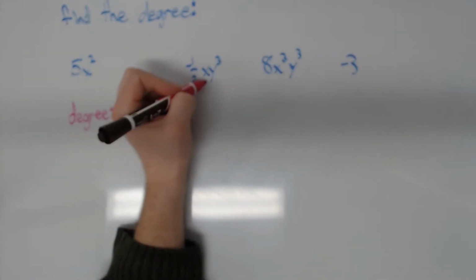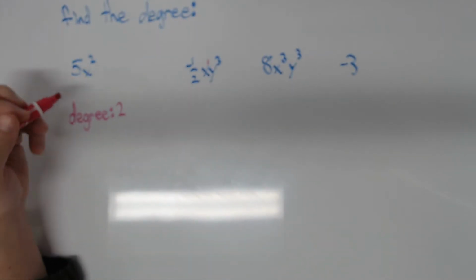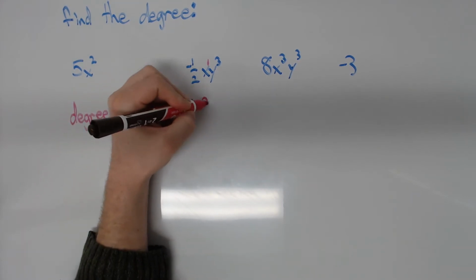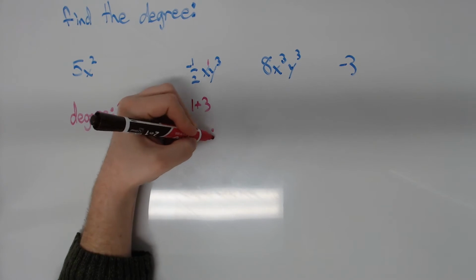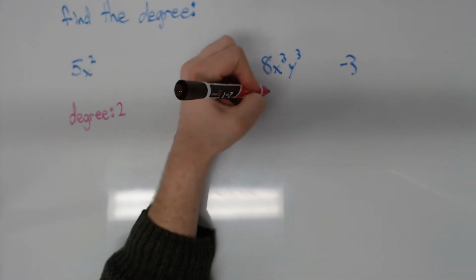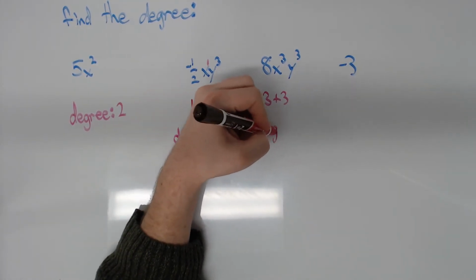This next one, I have an x and a y. The x doesn't have an exponent, but it does. It's a 1. We just don't see it. So here I would do 1 plus 3. My degree is going to be 4. This term, I've got x cubed, y cubed. That's going to be 3 plus 3, the sum of the powers again. So degree of 6.